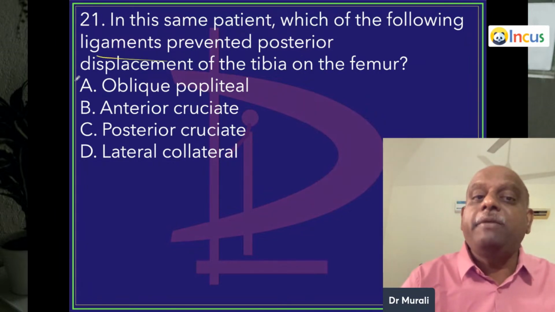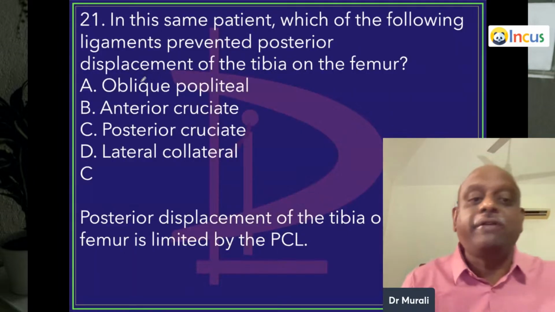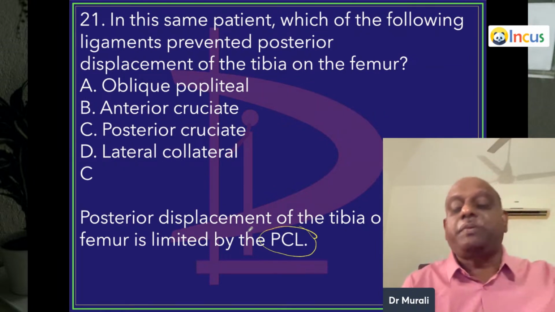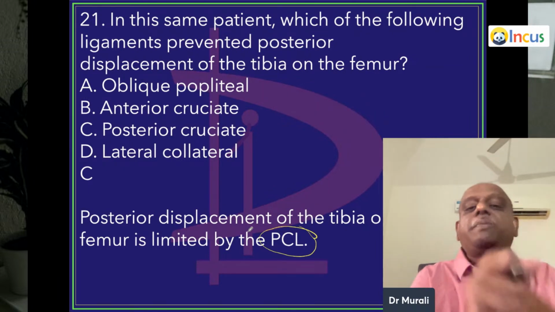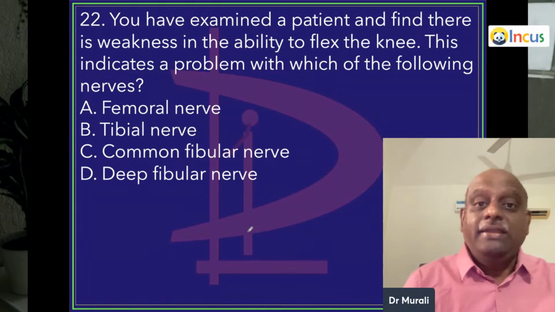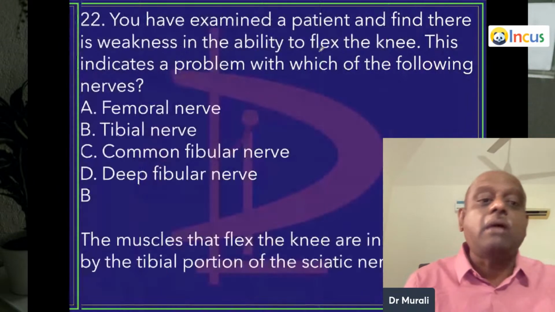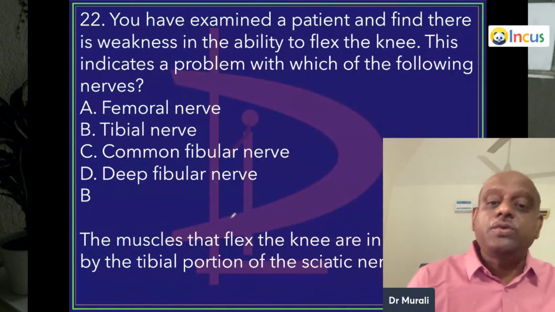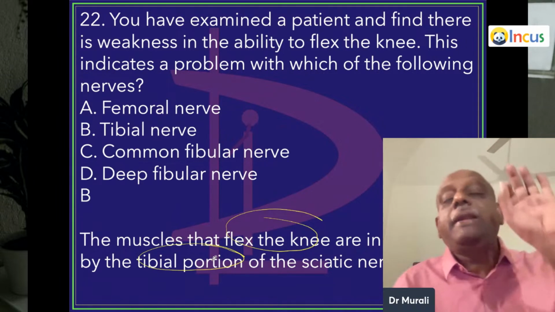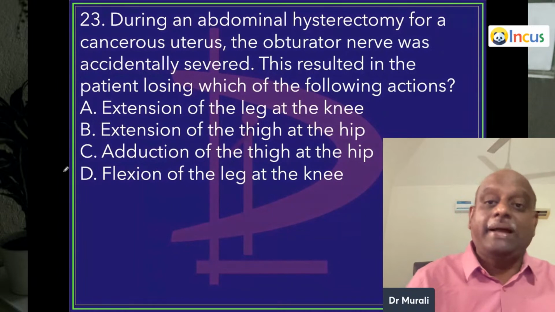Now, which ligament prevents the posterior displacement of the tibia on the femur? It is the posterior cruciate ligament which prevents the posterior displacement of the tibia on the femur, is what you should remember. There is a weakness in the ability to flex the knee. The muscles which flex the knee joint are all innervated by the tibial part of the sciatic nerve, is what we need to remember.